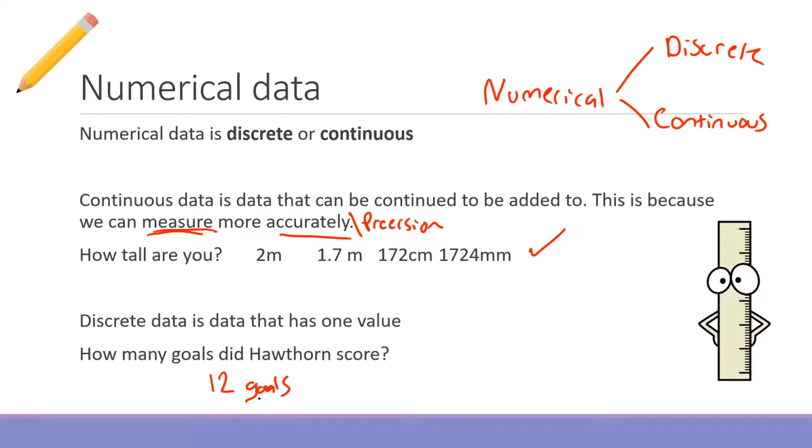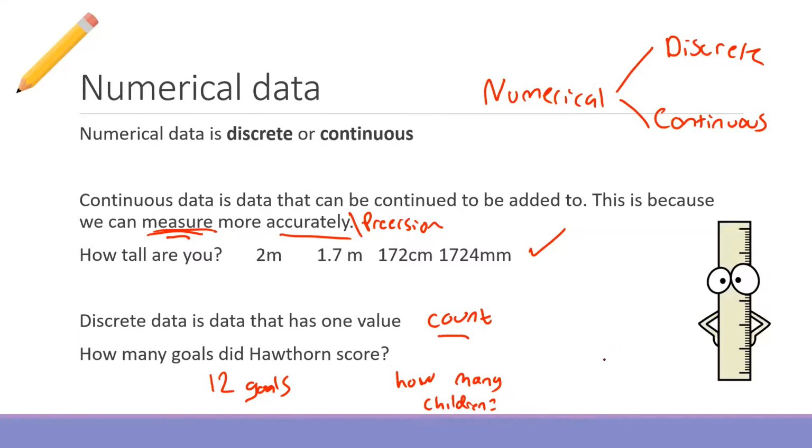The difference between continuous data and discrete data, in my opinion, is continuous data you measure, but discrete data you count. So that means 12 goals. If you ask how many children people have, you're not going to be able to measure how many children someone has more accurately. If they have 2 children, they have 2 children, that's it.